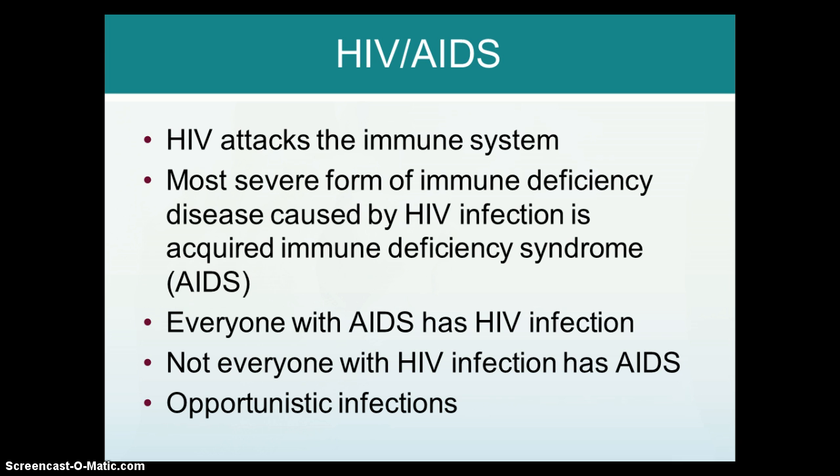Noteworthy, when you have HIV and AIDS, particularly AIDS, you are more prone to opportunistic infections. We discussed this in class. Opportunistic infections basically are infections that you are susceptible to because you are in a weakened immune state.